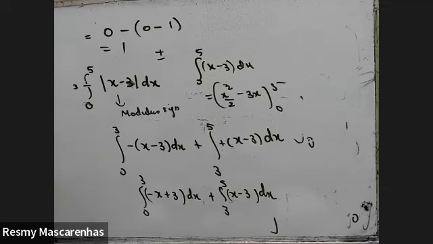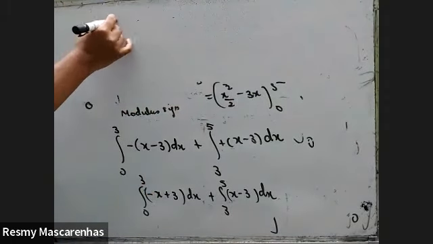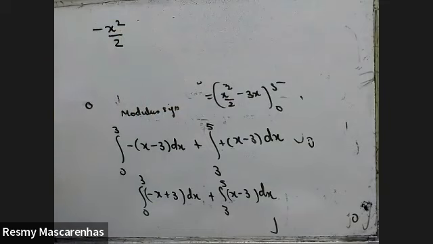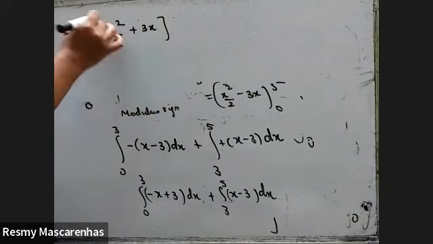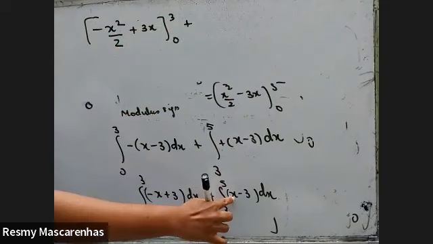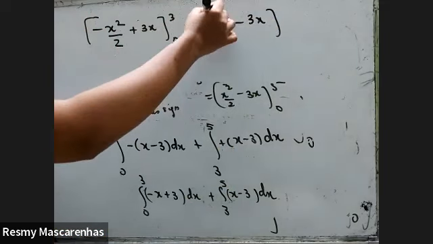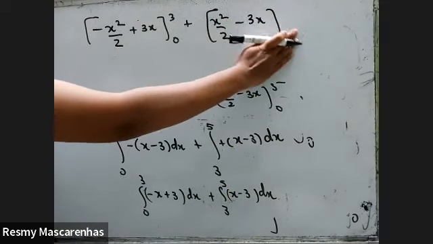Now integrate this. So the integral of minus x is minus x square by 2. This will be 3x. So this one I'll have to put separate limits now. 0 to 3. This will be x square by 2. This will be 3 to 5.